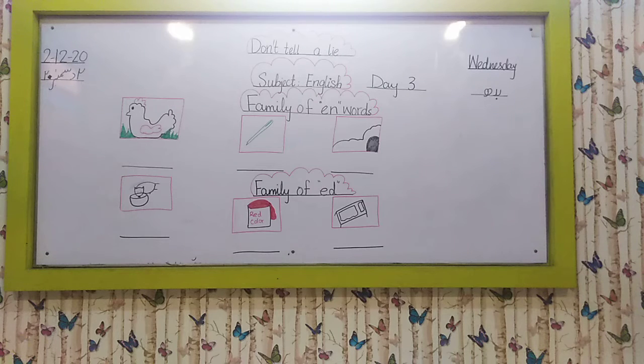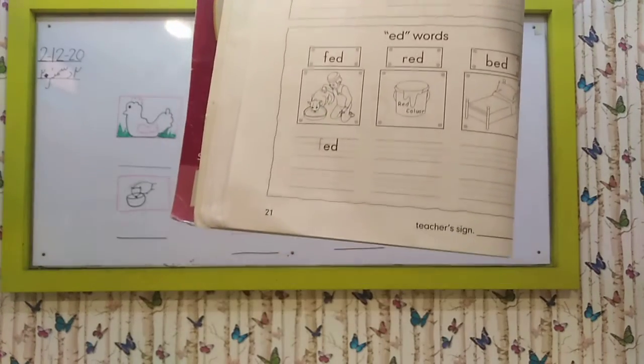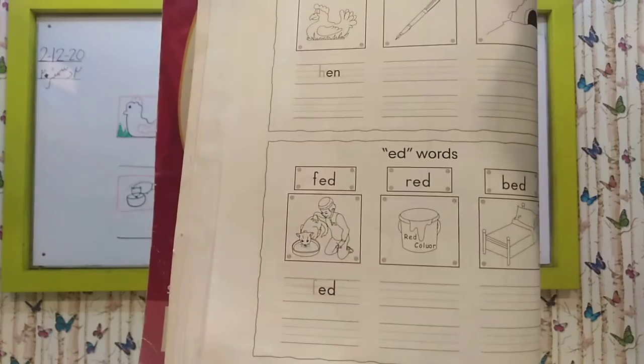Okay, today we write family of EN words and family of ED words. Everyone open page number 21 of the workbook.